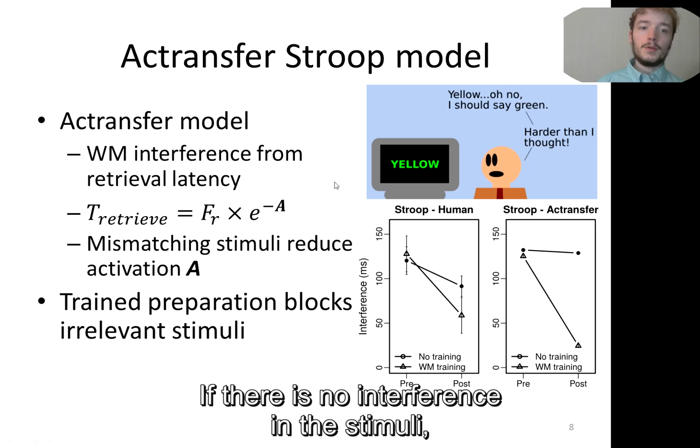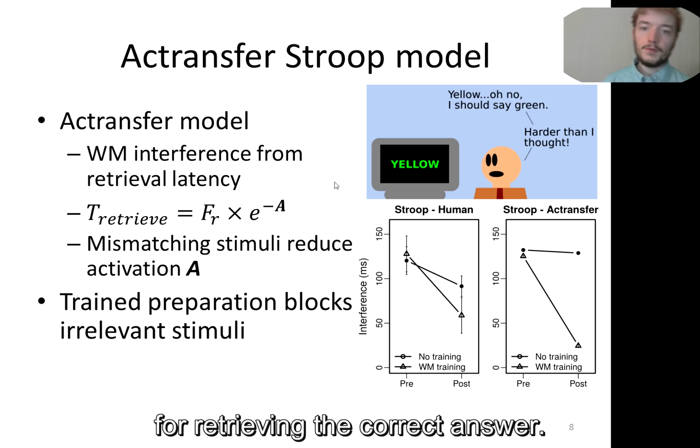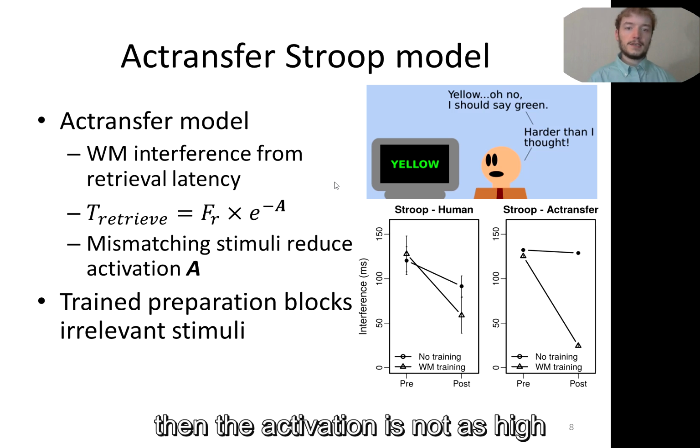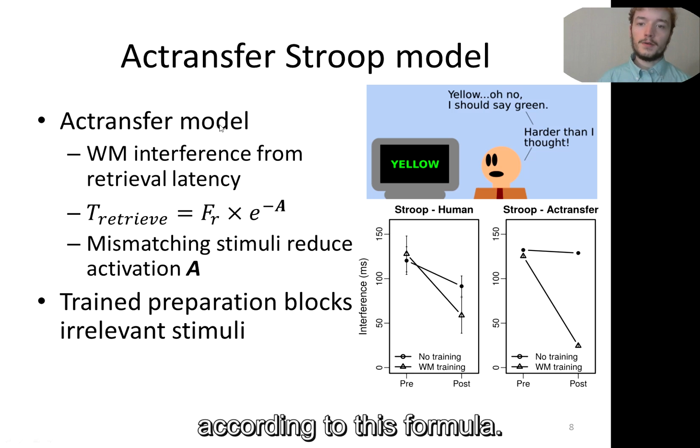If there is no interference in the stimuli, if the color and the text match, then that increases the activation for retrieving the correct answer. Whereas if there is a mismatch, then the activation is not as high and it takes longer to retrieve the correct answer according to this formula.